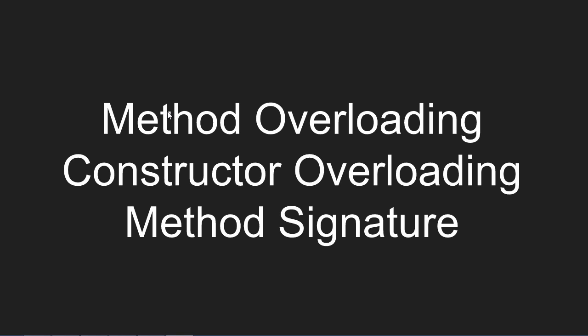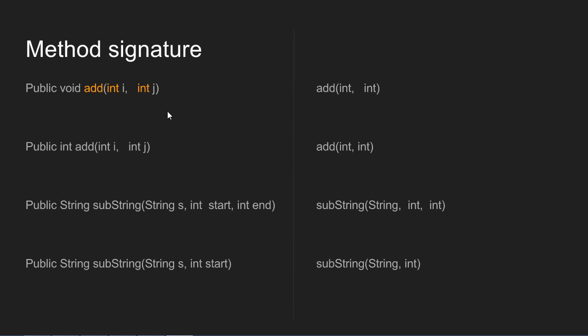In this lesson, we are going to learn about three topics: method overloading, constructor overloading, and method signature. In order to understand the first two topics on overloading, we need to understand the method signature first. Here on the left hand side I have methods, on the right hand side I have the corresponding method signatures. Let's take them one by one.